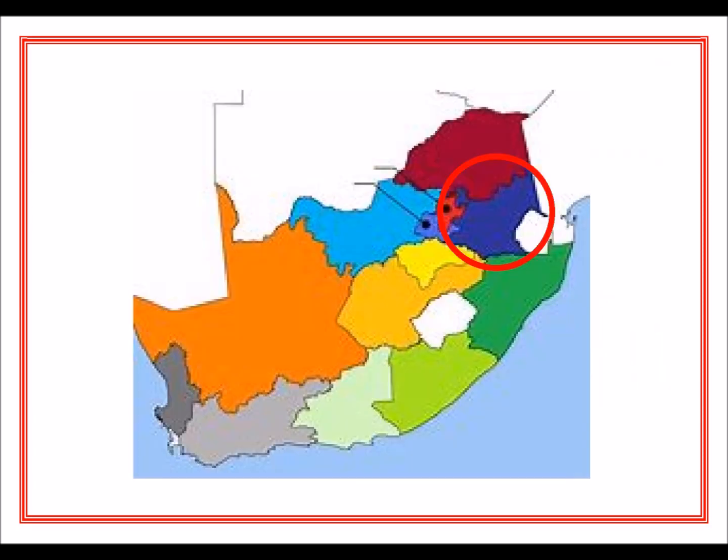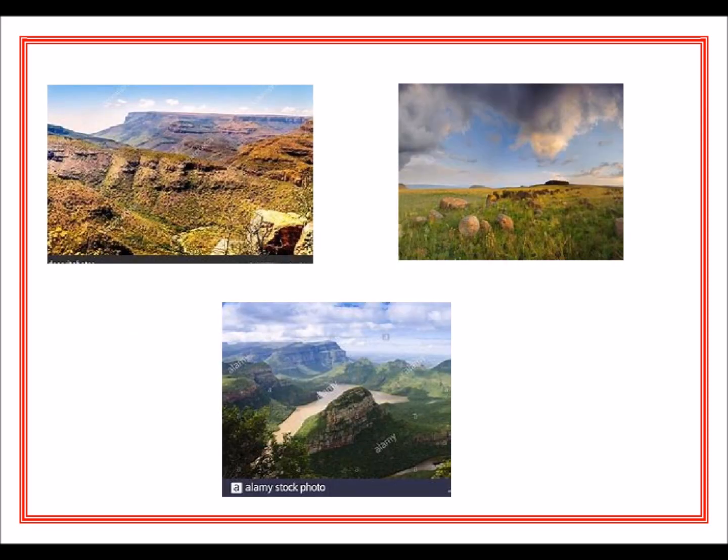Next, we move on to Mpumalanga. If we look at the South African map above KZN, we find the province of Mpumalanga. Can you say that with me? Mpumalanga. The name Mpumalanga means east, or the place where the sun rises.